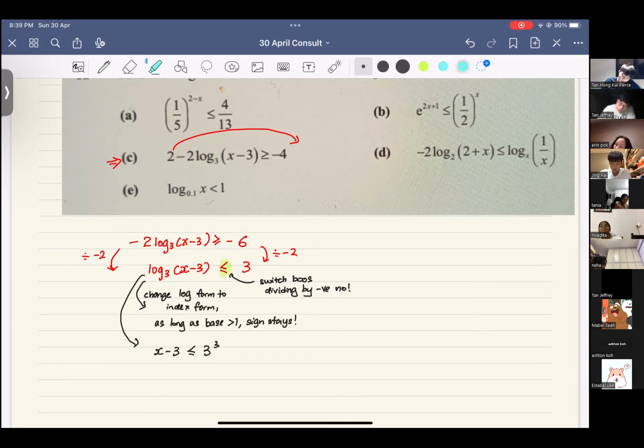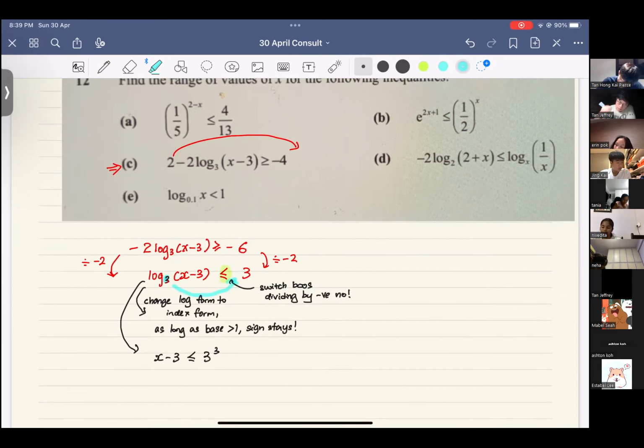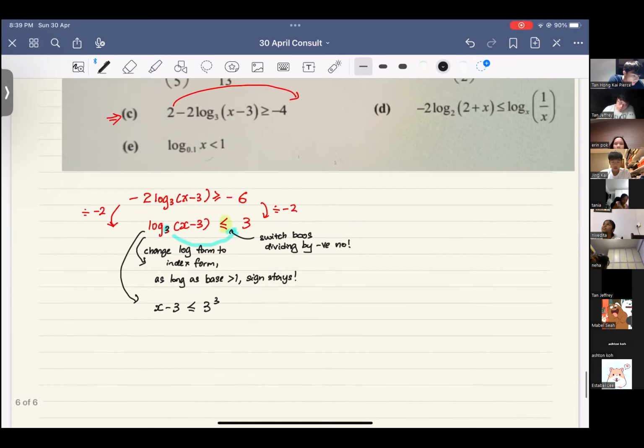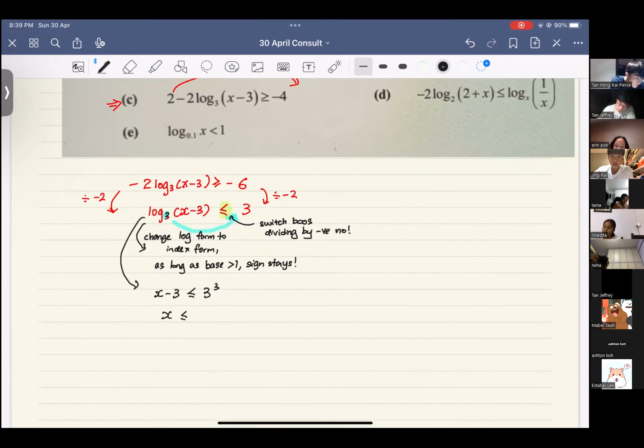Okay, meaning what am I doing here? I'm switching the 3 over to the left-hand side. Okay, then from here, x will be less than equals to 3 plus 3 power 3. The final answer turns out to be 30. So x is less than equals to 30.